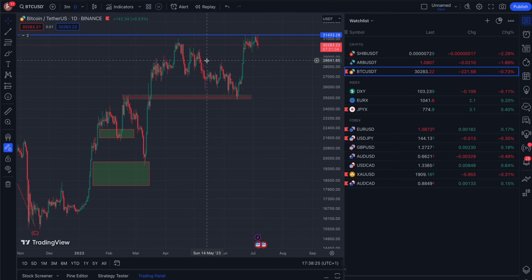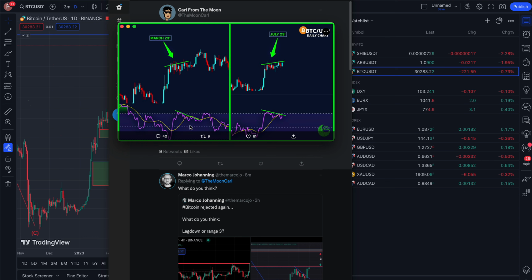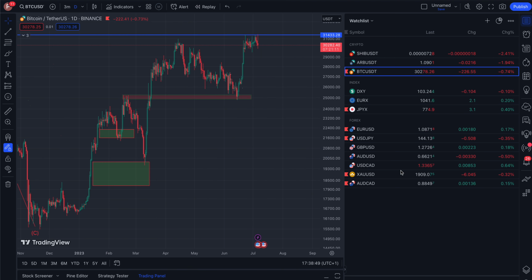So for you guys that don't know what a divergence is, I'll use his example. It's when price, see here how price is moving up, yet the indicator is going down. This would be a bearish divergence. Whereas if price was going down and the indicator was going up, like on the underside here, that would be an example of a bullish divergence.